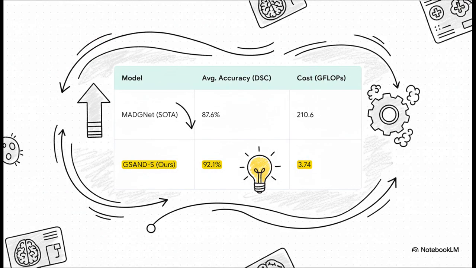Let's just look at the numbers side by side to really drive this home. The old top-tier model, Maginet, got about 87% accuracy and took over 210 GFLOPS of power. This new GSAN model hits over 92% accuracy and uses less than 4 GFLOPS. So it's way more accurate while using a tiny, tiny fraction of the energy. That's not an improvement, that's a revolution.